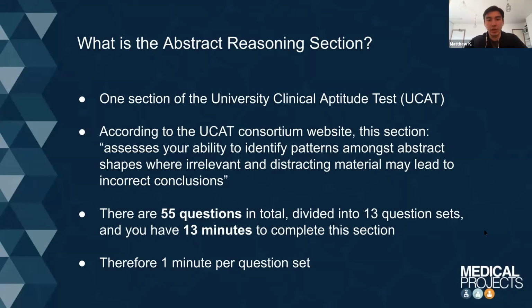So what is the abstract reasoning section? Well, as I'm sure you're all familiar with, it's one section of what they call the cognitive tests, the 4 cognitive tests, which is coupled with the situational judgment test. And according to what they wrote on the consortium website, the section assesses your ability to identify patterns amongst abstract shapes where irrelevant and distracting material may lead to incorrect conclusions.